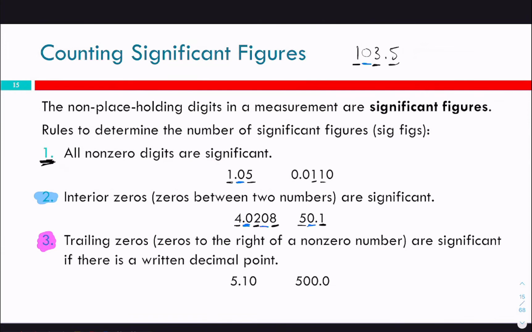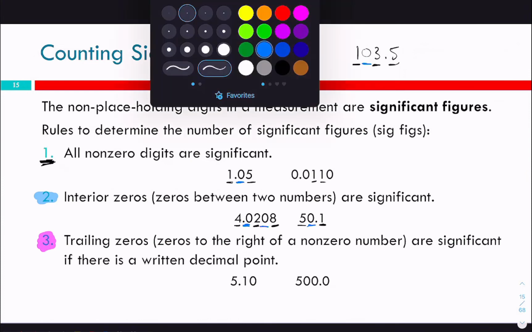It's very easy. Trailing zeros, this is rule 3. Trailing zeros are significant if there is a written decimal point. And I think this is the first one that gets a little bit tricky. There has to be a written decimal point, and there have to be zeros after a non-zero number. So let's go through these again.